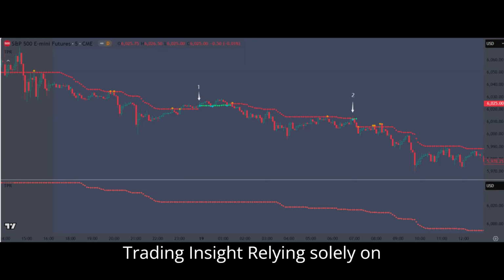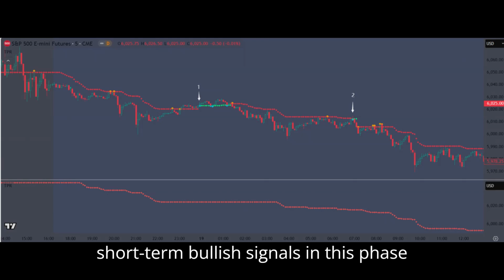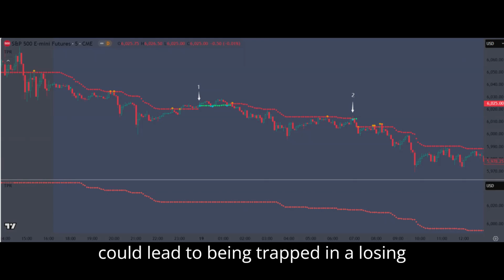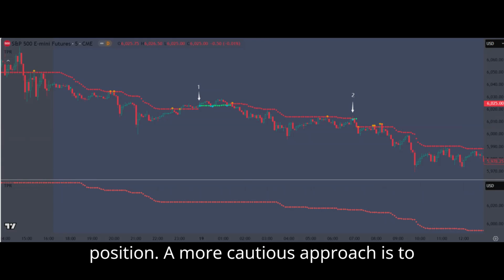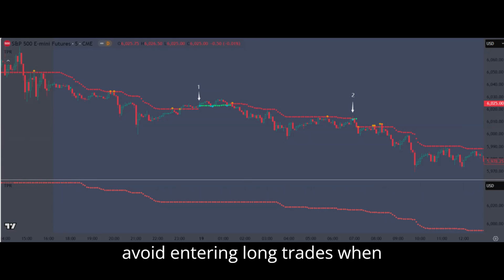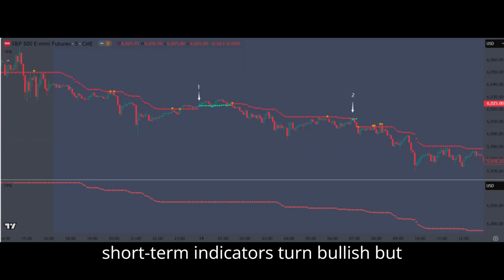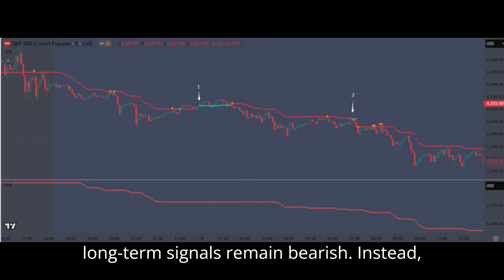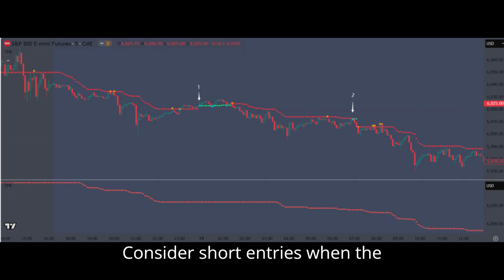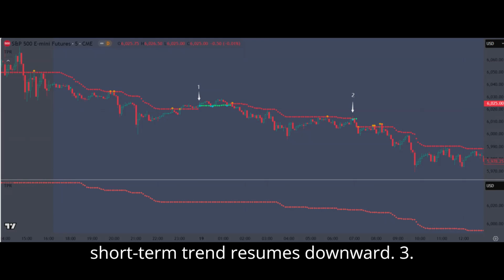Trading insight: relying solely on short-term bullish signals in this phase could lead to being trapped in a losing position. A more cautious approach is to avoid entering long trades when short-term indicators turn bullish but long-term signals remain bearish. Instead, consider short entries when the short-term trend resumes downward.